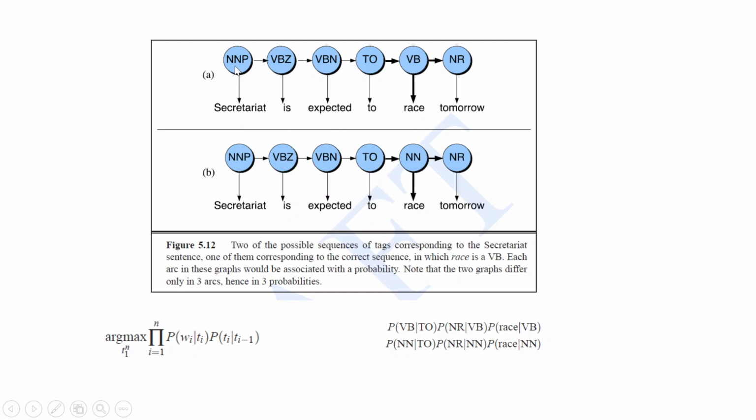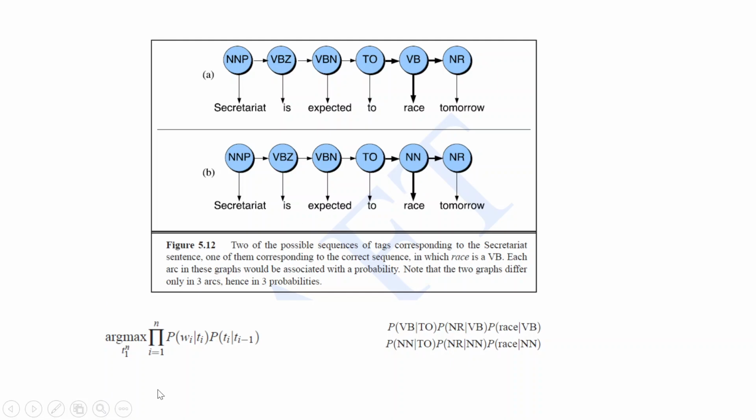Correspondingly, this Secretariat can be a noun. If you look at these two examples, the only difference in the tags is corresponding to this race. Race can be either a verb or a noun. For ease of understanding, we are just changing this one tag. Actually, any of these tags can vary in any possible combination, but here we only look at race having verb in one sequence and noun in another sequence.